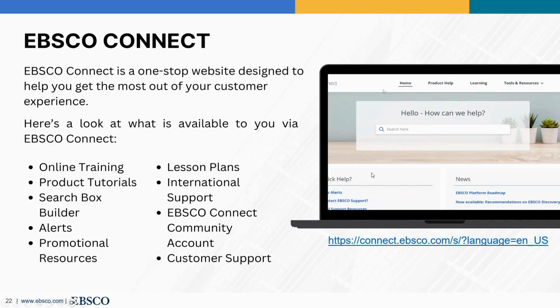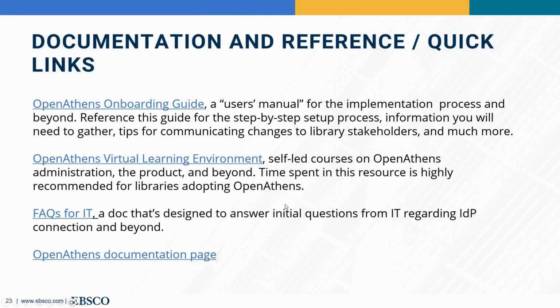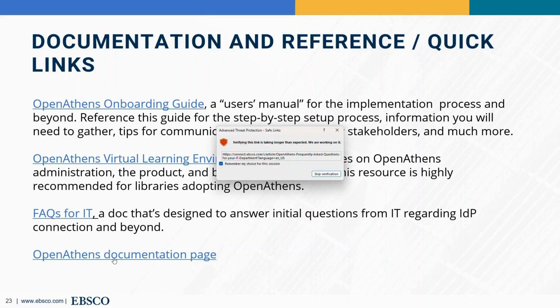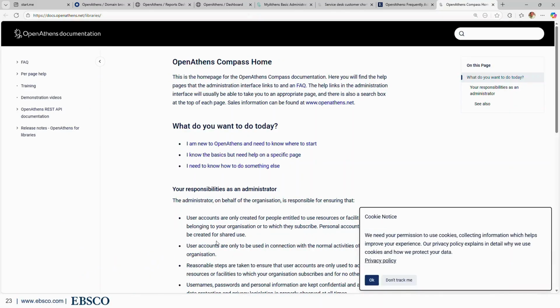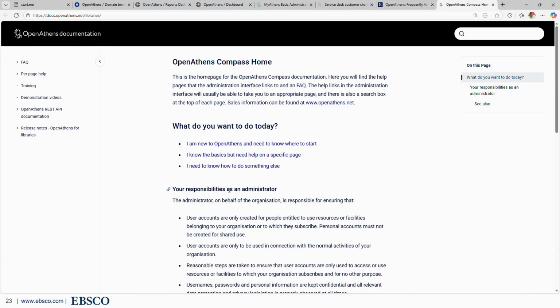And for help resources, you can go to EBSCO Connect. Just search for EBSCO Connect on your browser. And I've also put together some documentation and reference or quick links. So you've got the OpenAthens onboarding guide, and you can also go to the OpenAthens documentation page. So you can search for OpenAthens documentation page on your browser, and it takes you to this page.